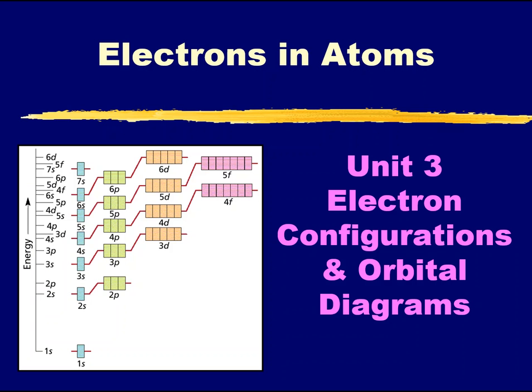Okay, Unit 3, Electron Configurations and Orbital Diagrams. So let's take a look here. There's this nice diagram on this first slide showing you these labeled boxes and these different energies. Hopefully by the end of today's lesson, you will have a good idea what this diagram is representing.